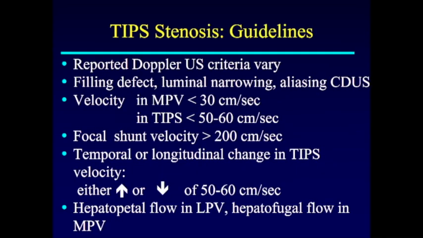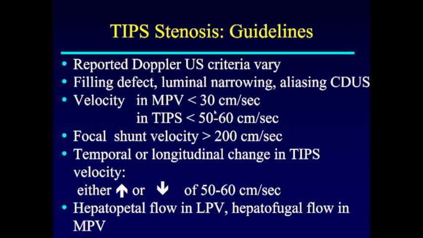The reported criteria are all over the map. I was once at a meeting and someone said, why don't we just not even worry about giving velocities and criteria, just say it's patent or it's not, but I don't think that's good enough. So what most people agree upon, TIPS stenosis should be suspected when the velocity in the main portal vein all of a sudden drops. I told you it should be more than 40 centimeters per second.